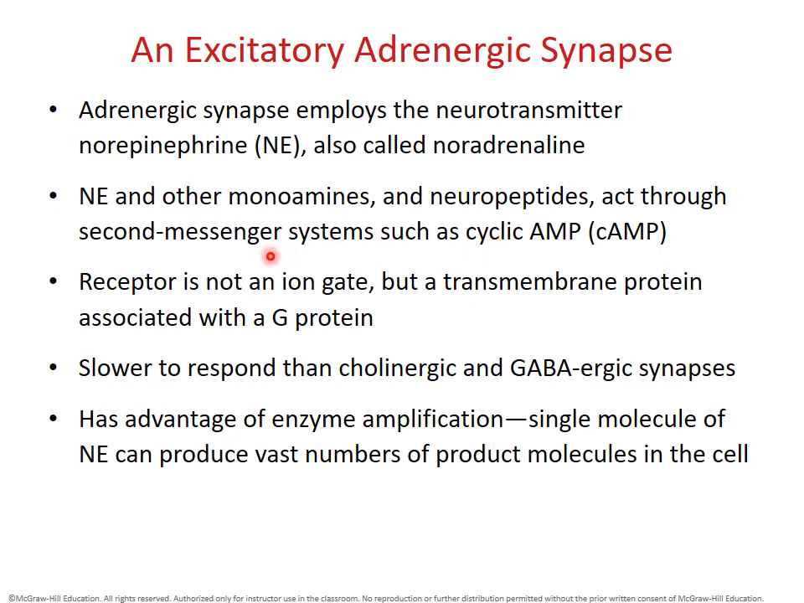So what happens is the norepinephrine diffuses. Again, the release mechanism is the same. The nerve signal triggers exocytosis of synaptic vesicles, releasing norepinephrine. Norepinephrine diffuses across the synaptic cleft and binds to its specific receptor.